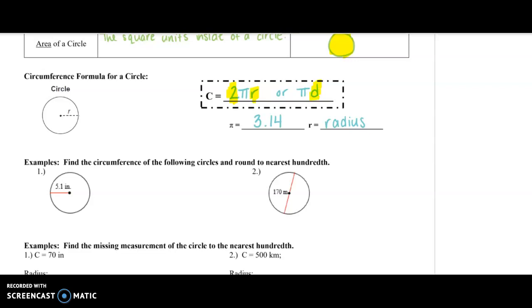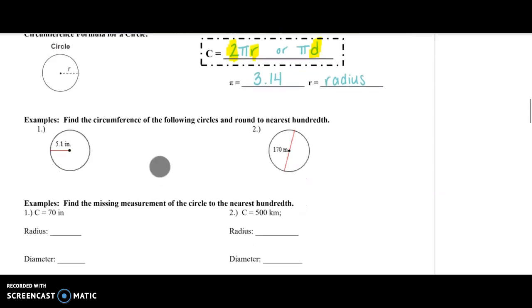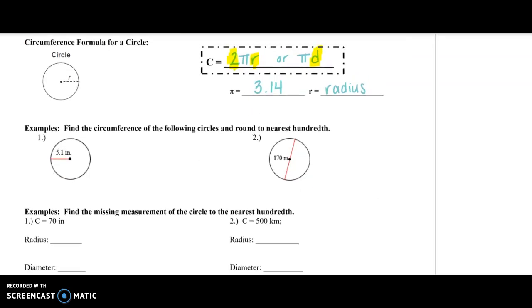So for circumference, you can really use either formula, just depends on what you're given. If you're given the diameter, you can use that. If you're given the radius, you can use that. Okay, so let's get over to some examples. We're going to find the circumference of the circle. We're going to round to the nearest hundredth. Nearest hundredth is 2 decimal places.